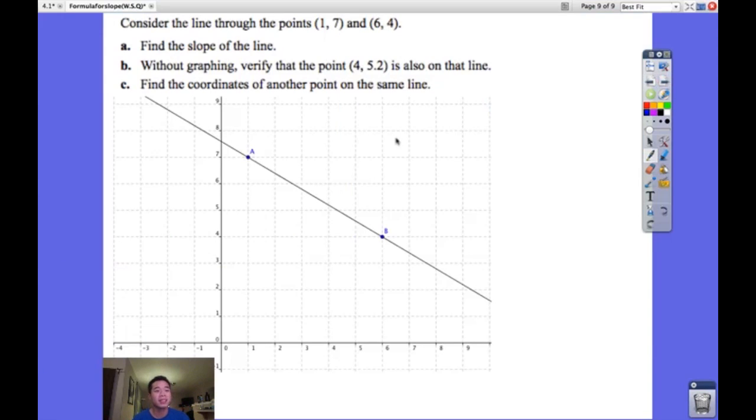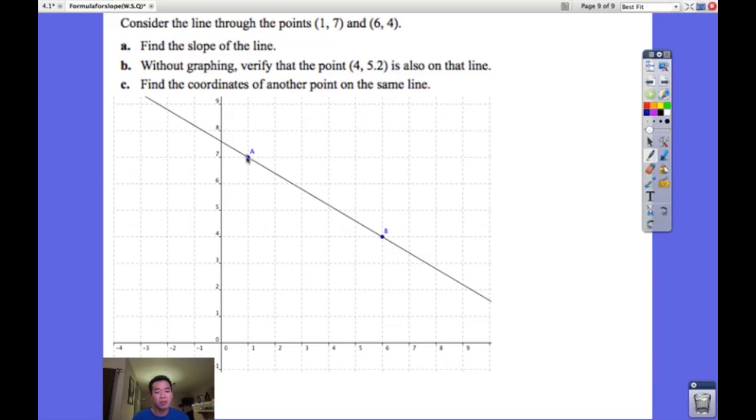So we're going to put it all together. Consider the line goes through the point 1, 7, and 6, 4. So I know that this is 1, 7, and 6, 4. Right away, I hope you know that this is a negative slope, because you can see that as my x value is increasing, my y value is decreasing, so it's a negative over a positive, so that's a negative slope.